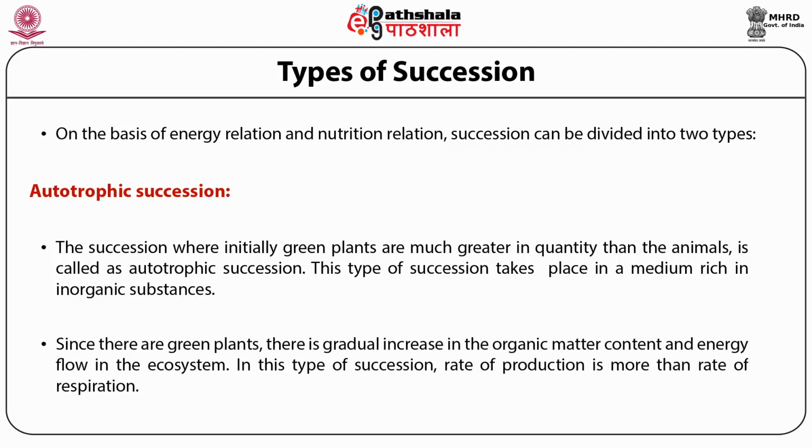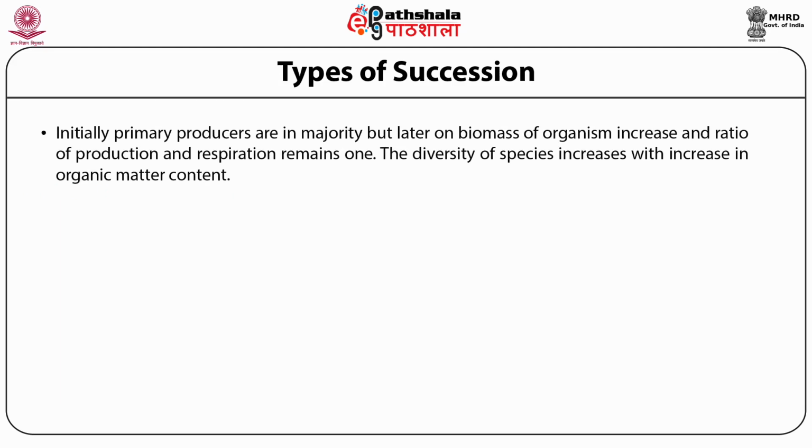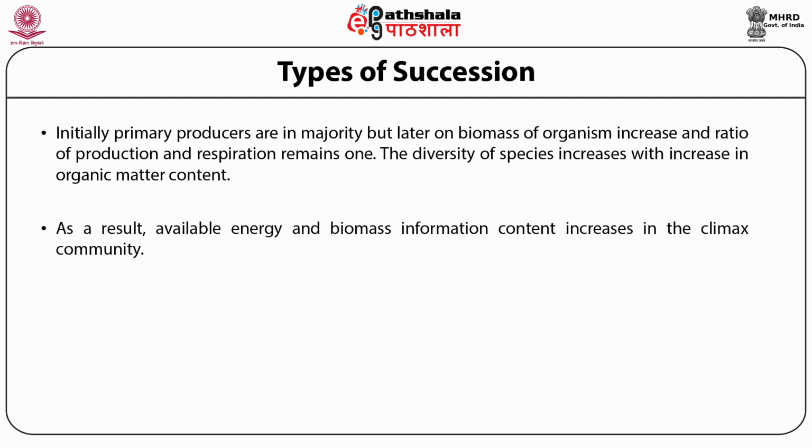Since there are green plants, there is a gradual increase in the organic matter content and energy flow in the ecosystem. In this type of succession, the rate of production is more than the rate of respiration. Initially, primary producers are in majority, but later on, the biomass of organisms increases and the ratio of production and respiration remains 1. The diversity of species increases with increase in organic matter content. As a result, available energy and biomass information content increases in the climax community.